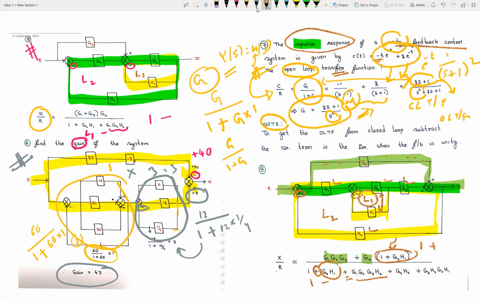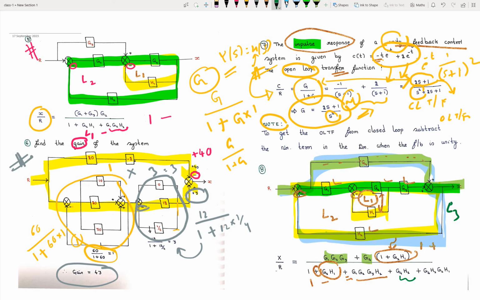And the third, L3, is this loop. Let me use a different marker. Okay, so one more loop is this thing. I hope it is visible. This is one loop. So you have started here and again you have ended like this. Let me name it L3. In L3 we have G4 and H2.